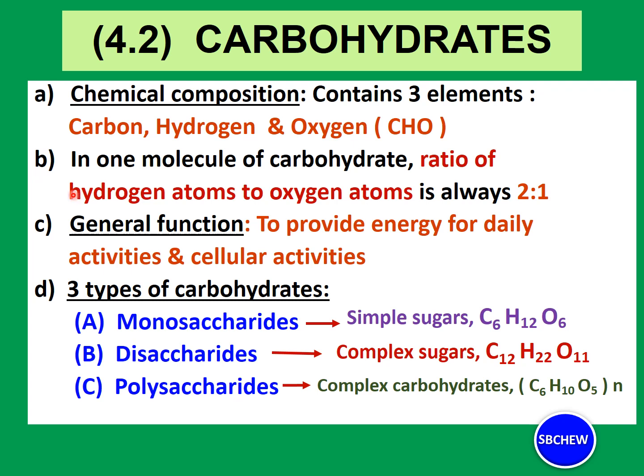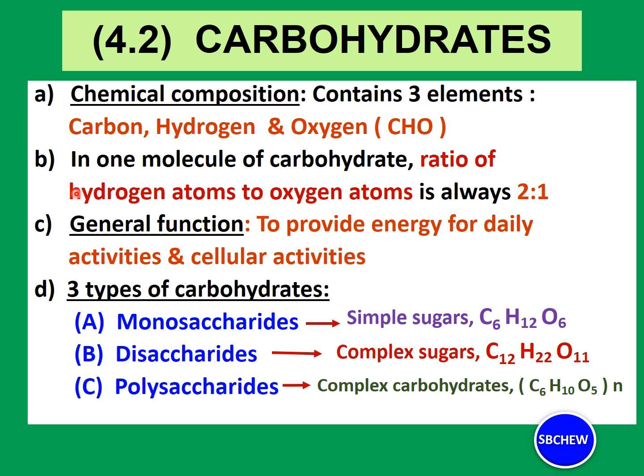For example, glucose. The formula of glucose is C6H12O6. So there are 12 hydrogen atoms in glucose and 6 oxygen atoms in glucose. Thus, the ratio is 2:1.